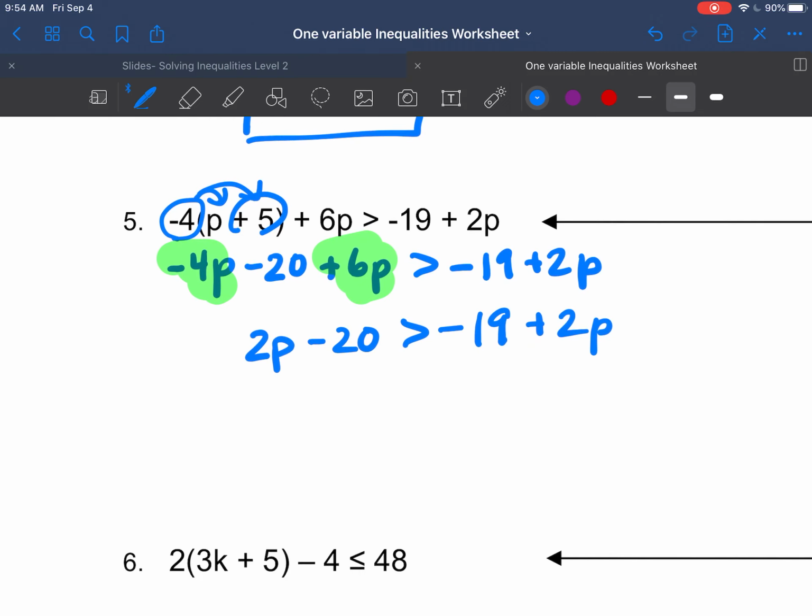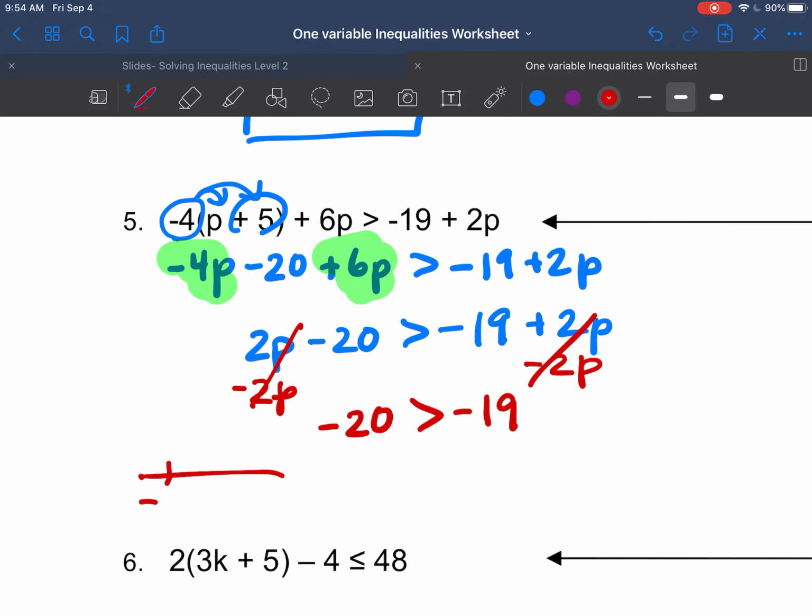Now we're ready to get all the p's on one side. And so if I subtract 2p, this is another case where our variable drops out completely, leaving us with -20 is greater than -19. -20 on a number line is actually less than -19. Negatives always throw students off, including me.